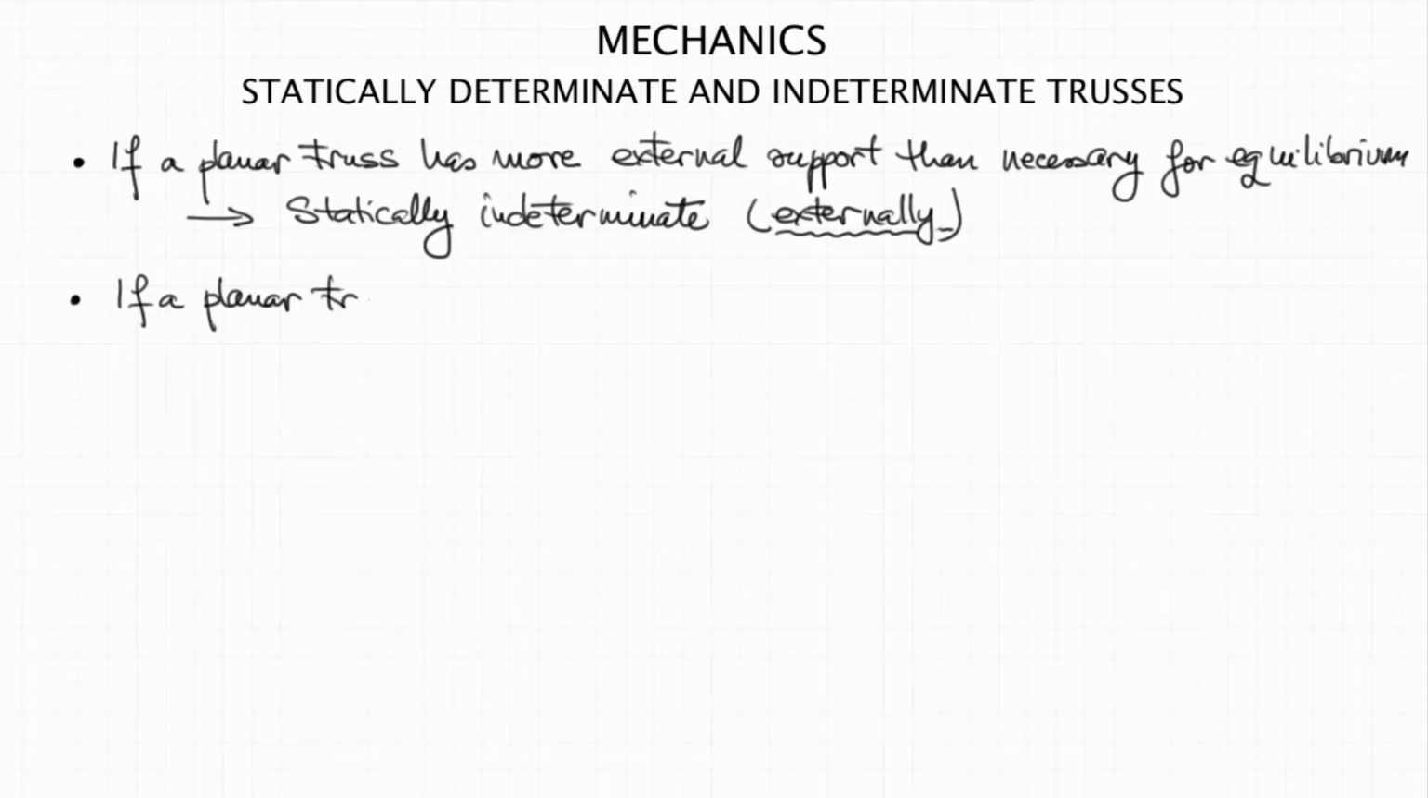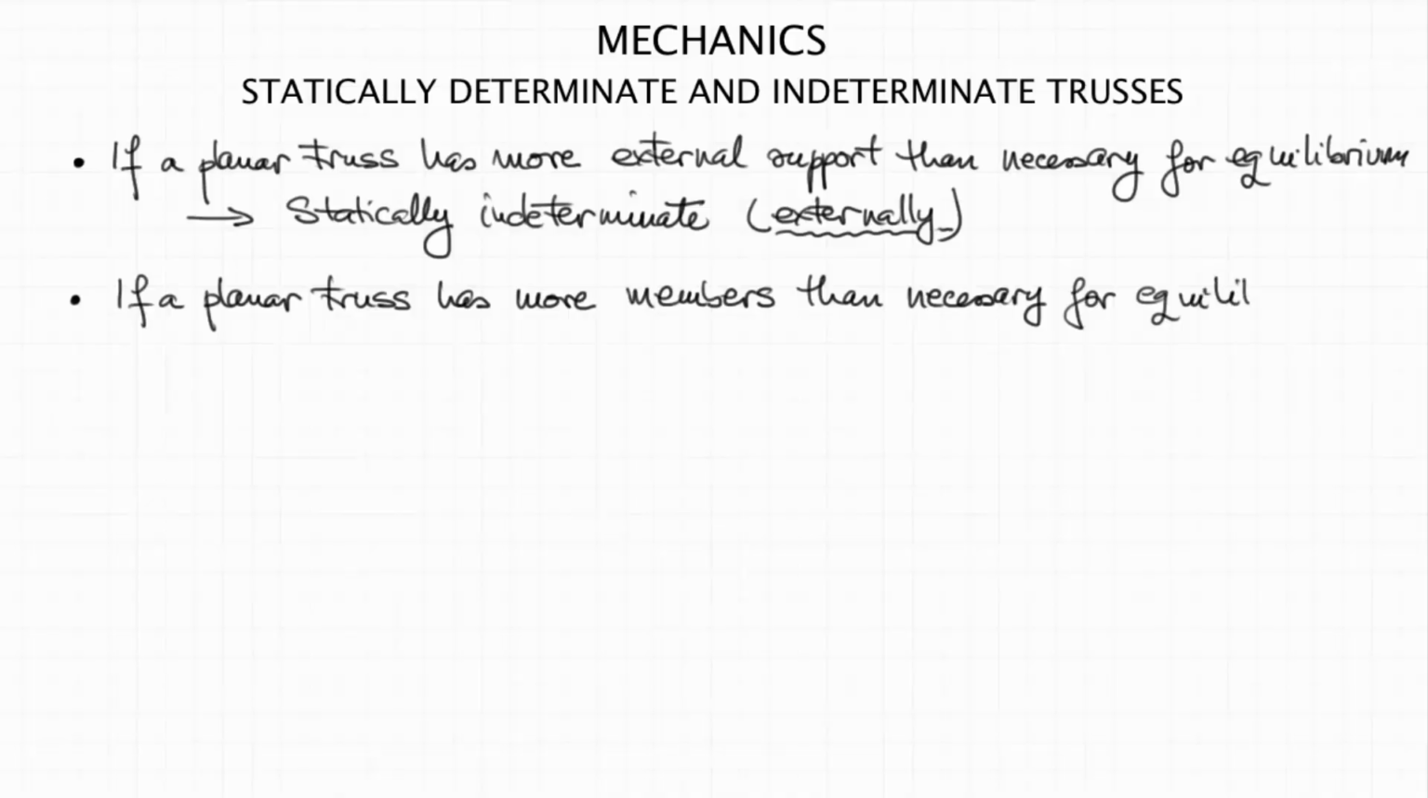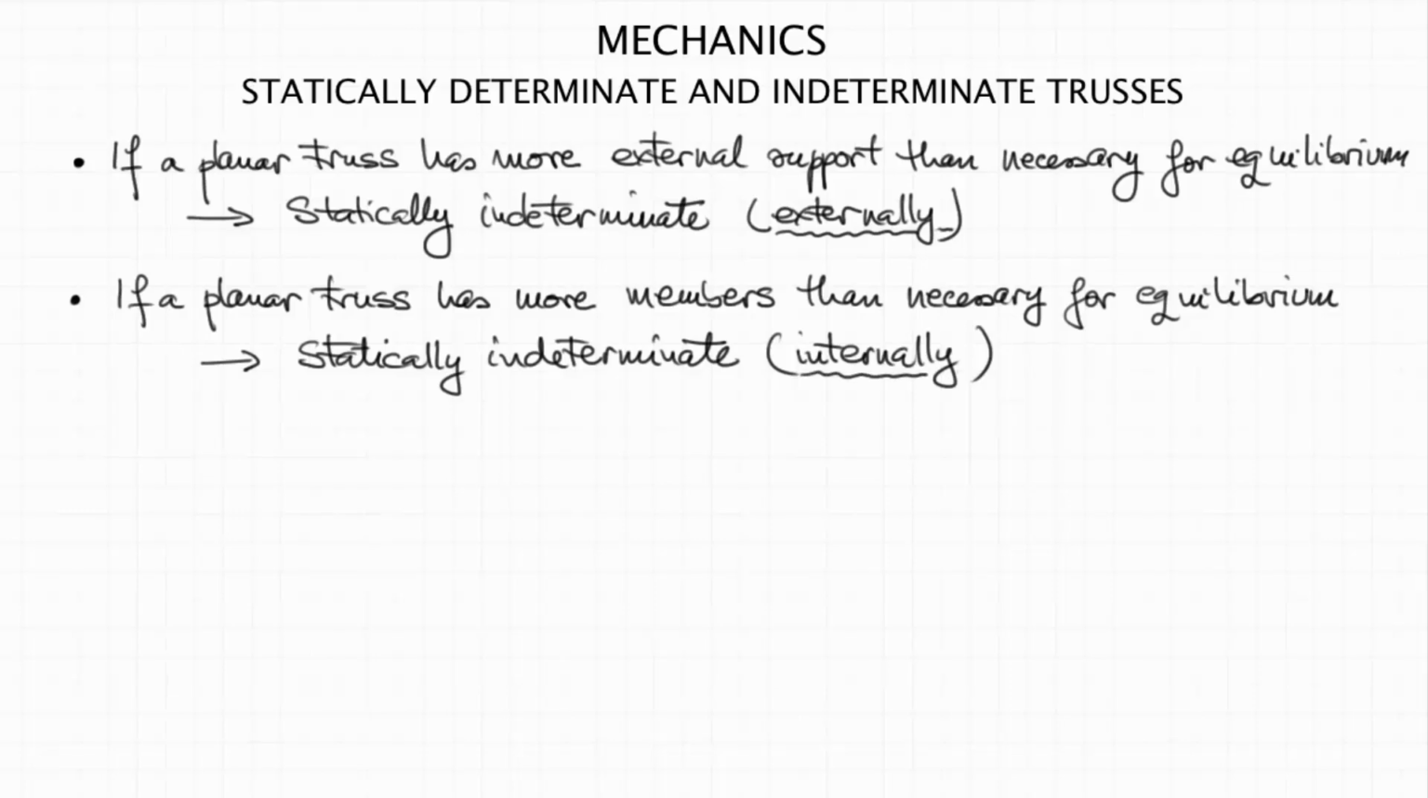The other thing that may happen for a planar truss is that it could have more members than necessary for equilibrium, and then this truss would be statically indeterminate, but internally. So it could still have externally 3 reaction forces, so externally it would be statically determinate, but because there are more members than necessary within the truss, the truss would be statically indeterminate.